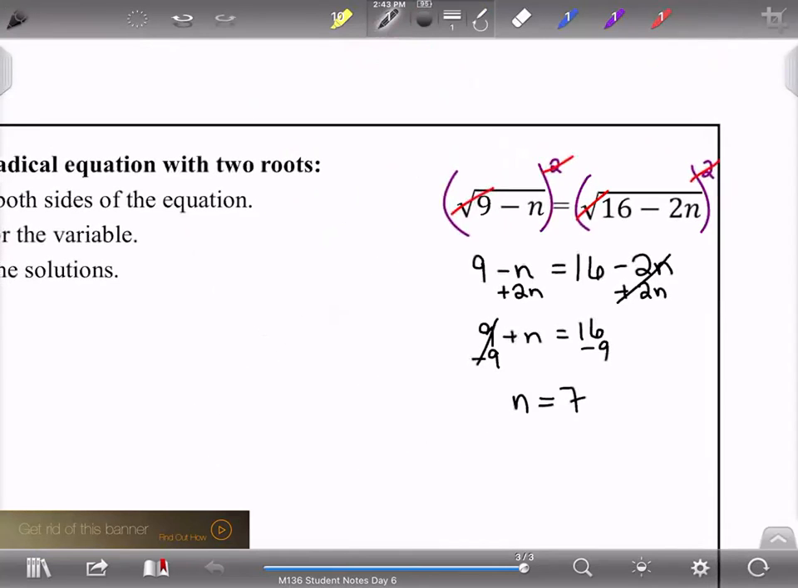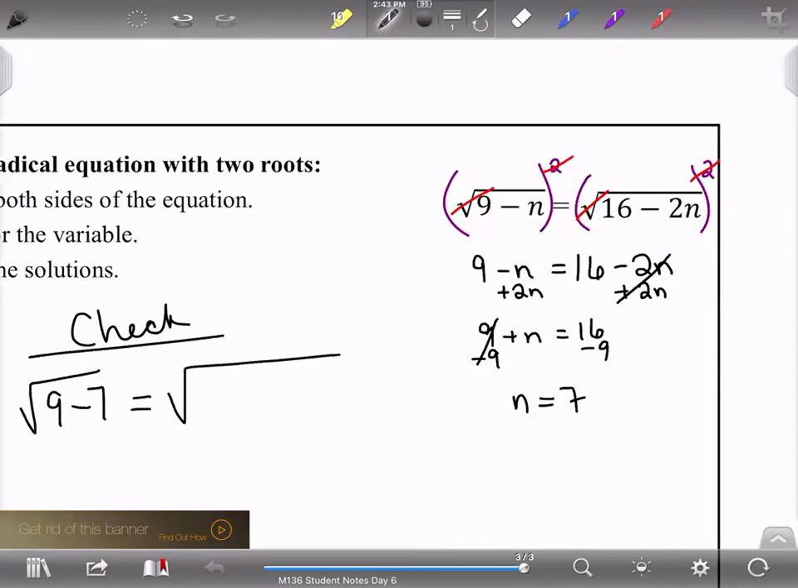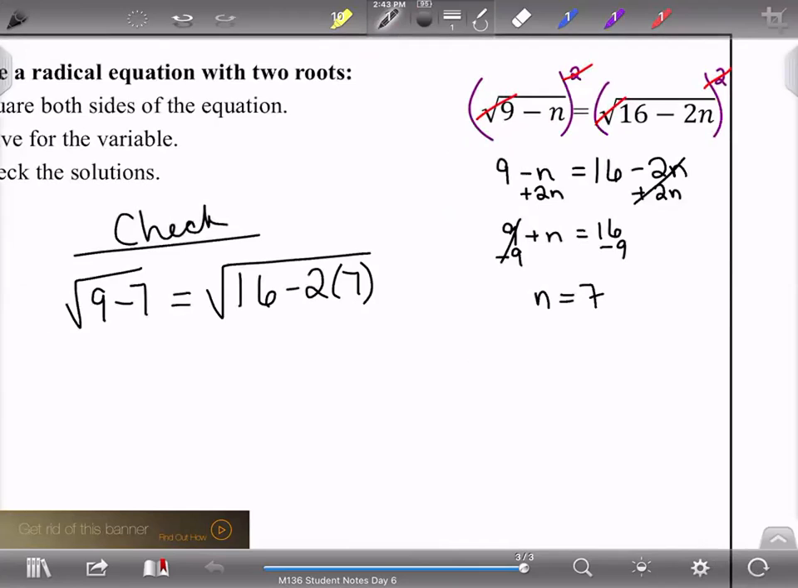When I check this one, I'm going to have the square root of 9 minus 7 equals the square root of 16 minus 2 times 7. Again, I want to simplify the left-hand side and the right-hand side individually. So on the left-hand side, 9 minus 7 is 2. So I have the square root of 2 on the left. On the right-hand side, I have 7 times 2, which is 14. 16 minus 14 is 2.